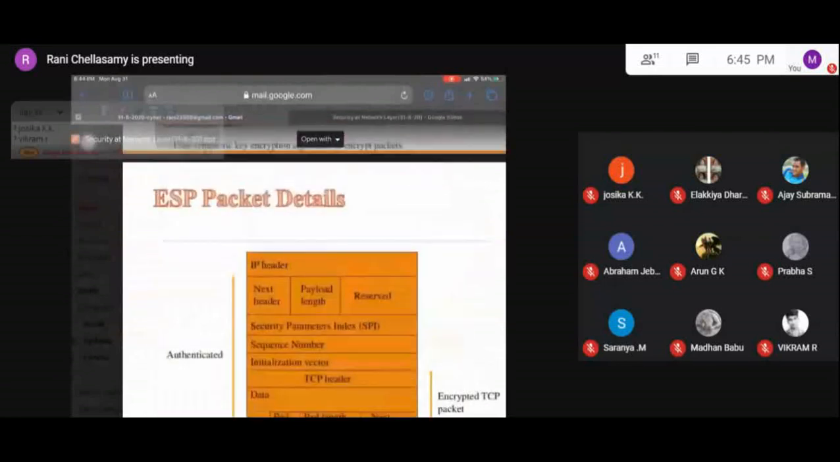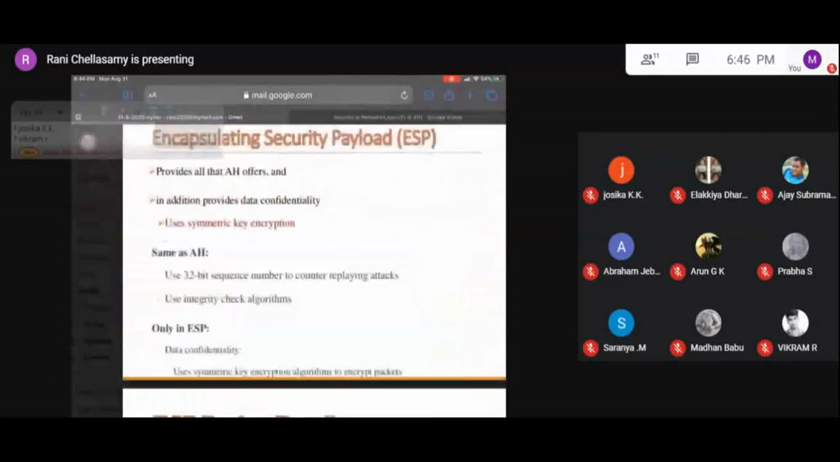Coming on to the next component, ESP, that is encapsulating security payload. This ESP will provide all the authentication header parts, and in addition to that, ESP will be providing confidentiality. So confidentiality will not be provided by the authentication header. This ESP will provide data confidentiality, that is, encryption will be done with the help of this ESP. It uses symmetric key encryption in order to provide the data confidentiality.